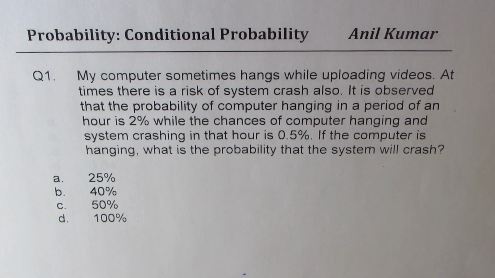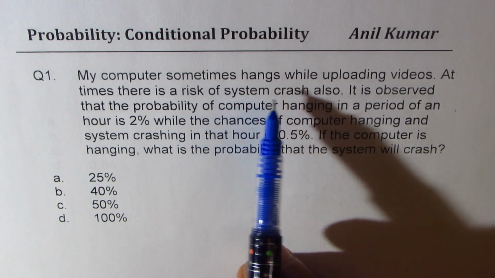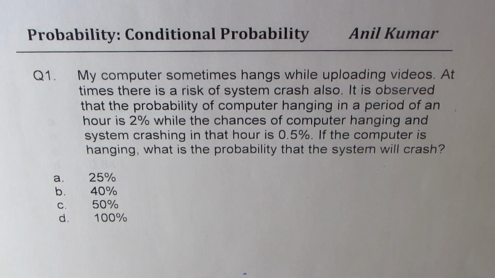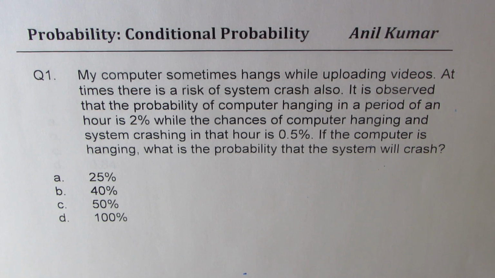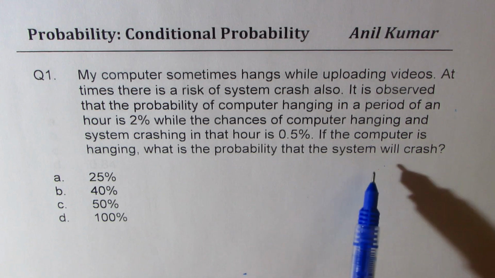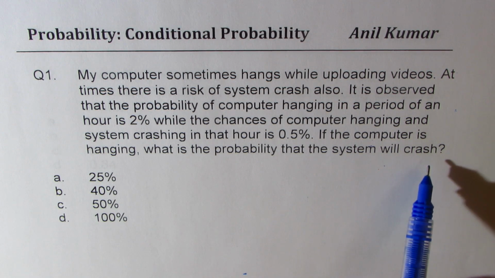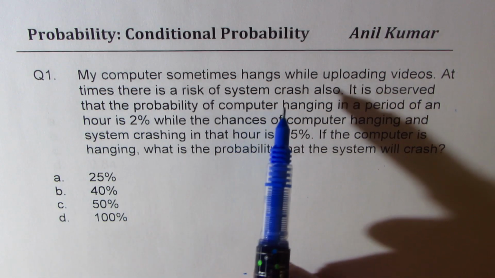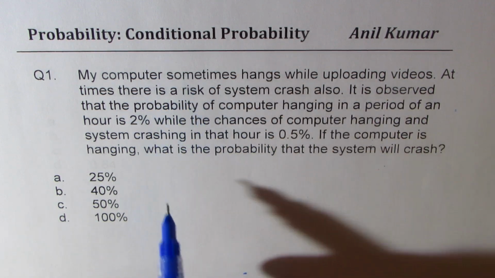Question 1. My computer sometimes hangs while uploading videos. At times, there is a risk of system crash also. It is observed that the probability of the computer hanging in a period of an hour is 2%, while the chances of the computer hanging and the system crashing in that hour is 0.5%. If the computer is hanging, what is the probability that the system will crash? Right? So what we are given here is dependent or conditional probability.